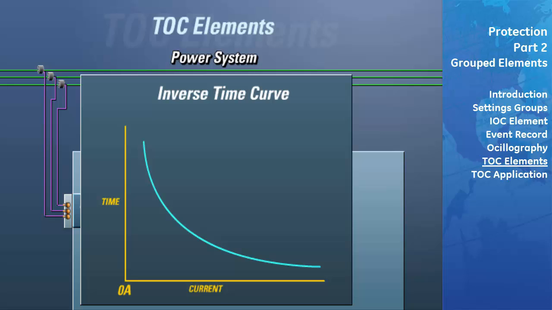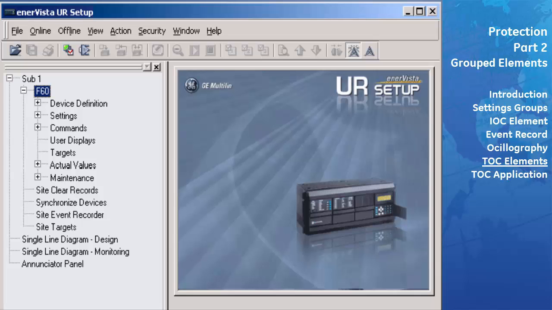For example, for the inverse time curve shown here, if we have a fault current level of 200 amps, the operate flag will turn on 1.3 seconds after the pickup flag. If we had another fault where the magnitude of the current was now 600 amps, the operate flag would turn on 0.2 seconds after the pickup flag. The TOC element must first be configured before it can be used to detect an overcurrent condition.